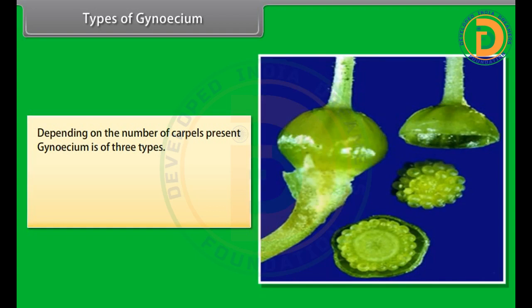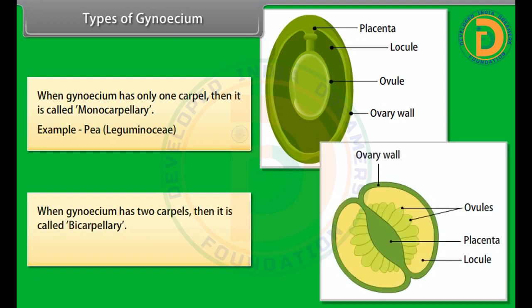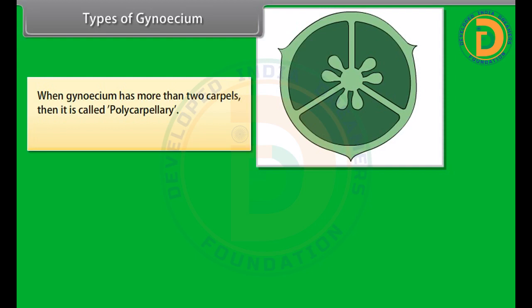Types of gynoecium. Depending on the number of carpels present, gynoecium is of three types: monocarpellary, bicarpellary, polycarpellary. When gynoecium has only one carpel, it is called monocarpellary. Example, pea, Leguminosae. When gynoecium has two carpels, it is called bicarpellary. Example, Solanaceae, Cruciferae.